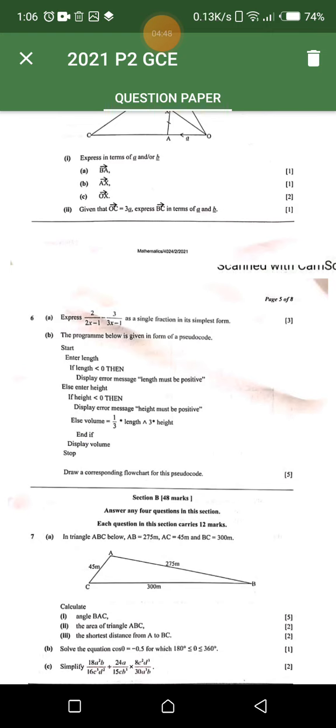Where you say start, enter, that is if you answer in 2019, enter what is there on enter, it is A, so you say A. But in here they're saying enter length, so there on the pseudocode chart, that's what you put. This is how it happens.